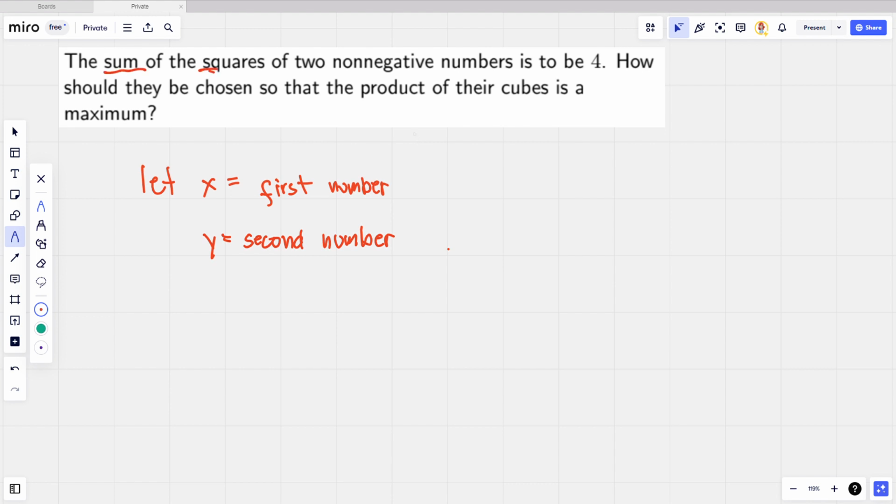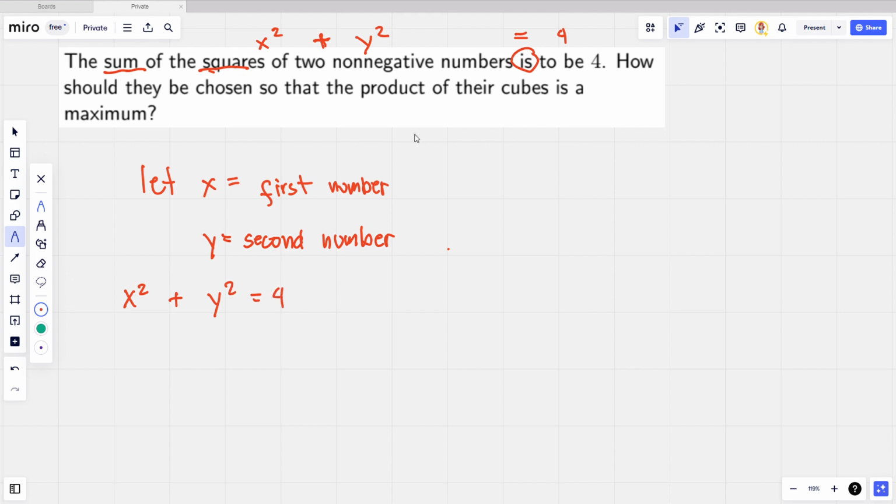So the sum of the squares of two non-negative numbers. When we say sum, that means it's plus, it's addition. So the squares of the non-negative numbers are the square of x and the square of y. The sum of the squares of the two non-negative numbers is to be 4. So this first statement is x squared plus y squared equals 4.